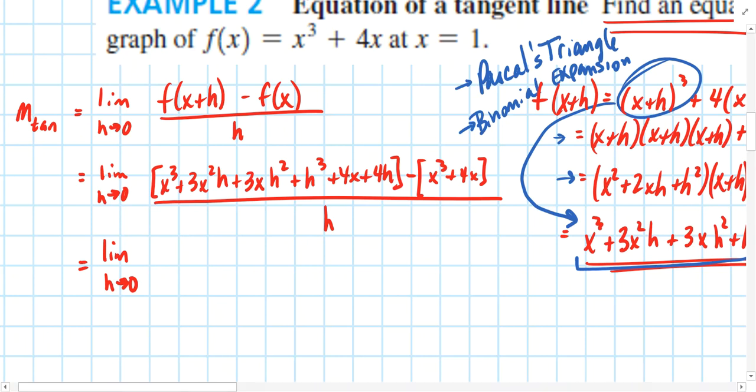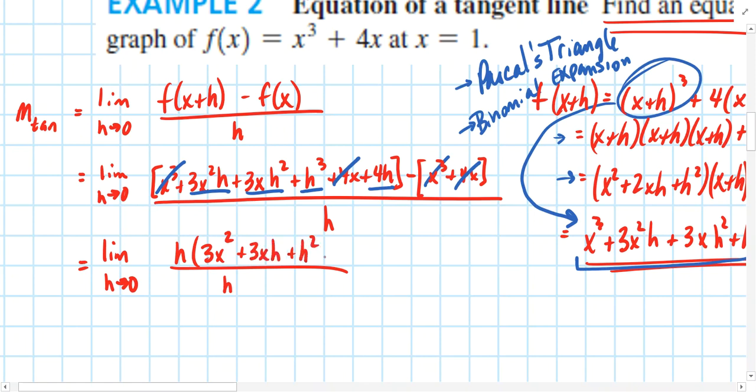We do have some components that are going to cancel when we subtract. This x cubed will subtract with this x cubed. This 4x will subtract this 4x. The remaining terms all have an h in common, so all at the same time I'm going to factor out the h. If you're comfortable enough canceling and removing these, that would be okay by me too, but I'm at least going to show this step.